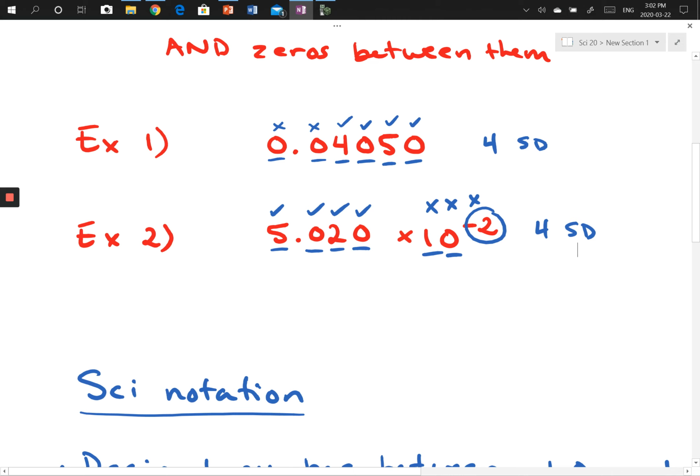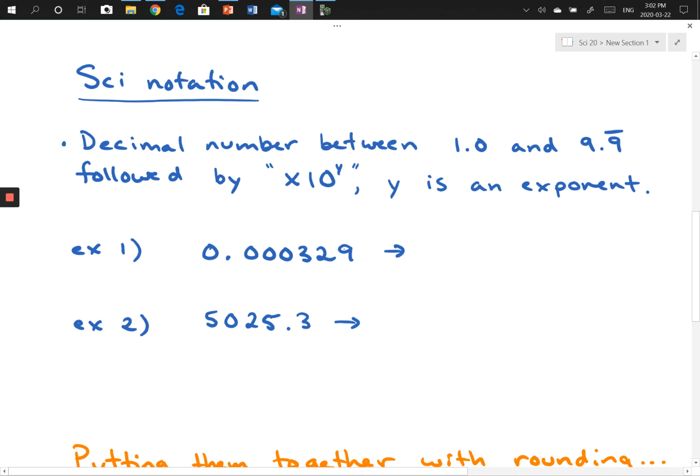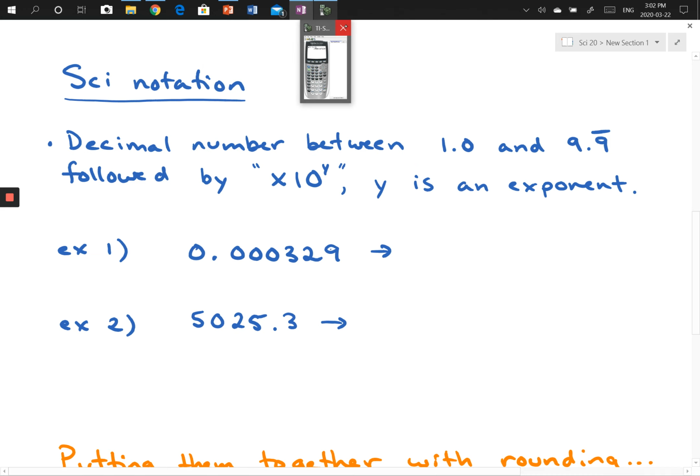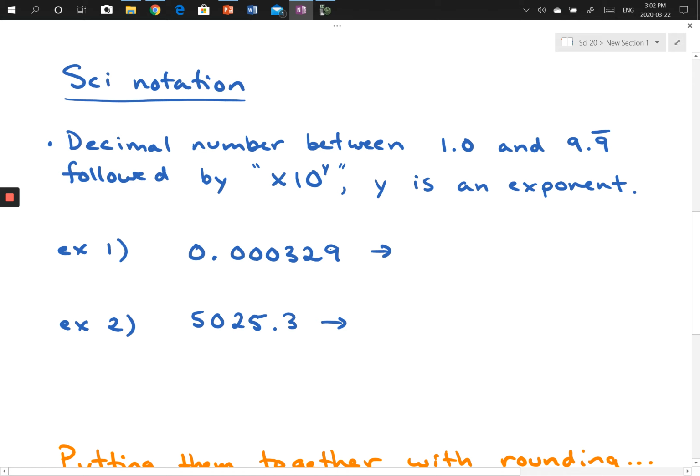Okay, let's move on to scientific notation, then we'll put those things together. In order to put something into scientific notation, you need to turn it into a decimal number between 1 and 9.9 repeating, followed by times 10 to the power of whatever.